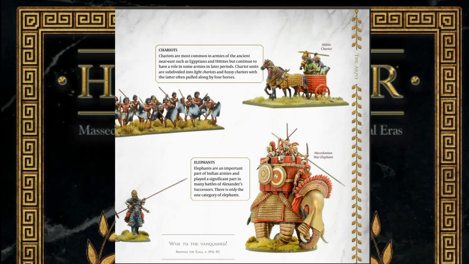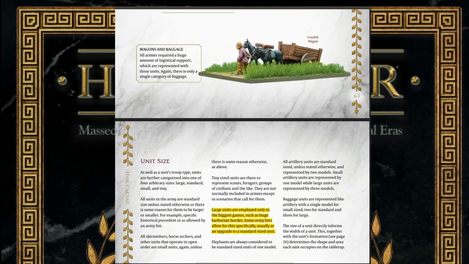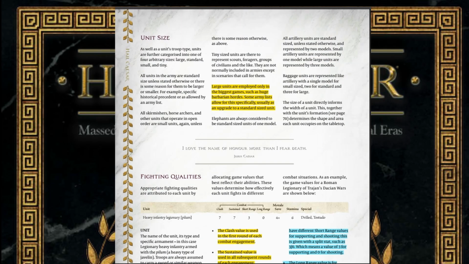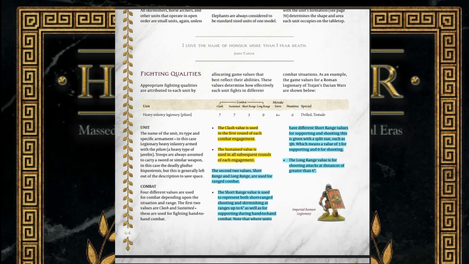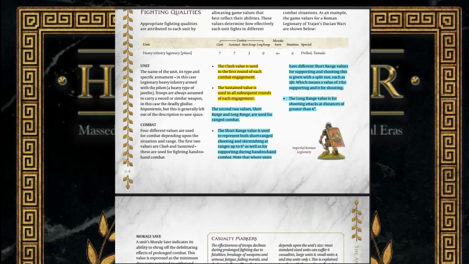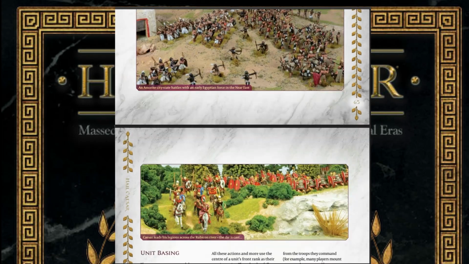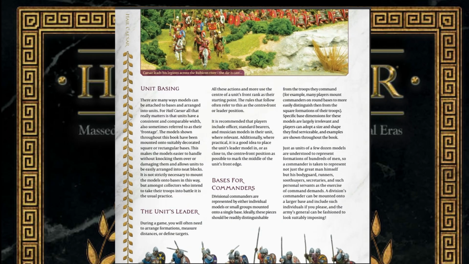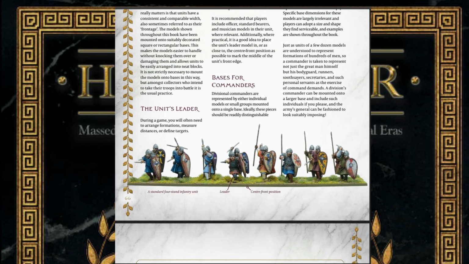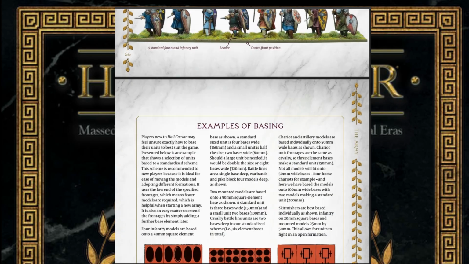Then it goes on and explains chariots, elephants, different types of units and the unit size and the fighting qualities, class, sustained, all these quite known attributes that are part of the Hail Caesar rules. And you're talking about the casualty markers, all these, I'm going fast, the unit basing, commanders. All these are part of the previous book, but really very nicely laid out.